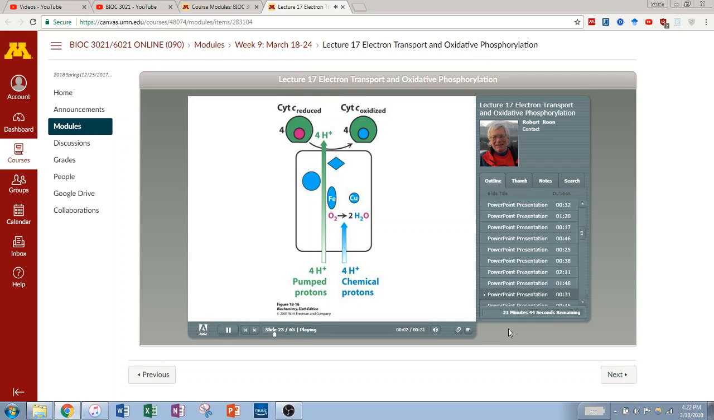This slide summarizes the fate of protons in the cytochrome C oxidase reaction. During the process of converting molecular oxygen to water, 4 electrons from reduced cytochrome C and 4 protons from the matrix are used to reduce the 2 oxygen atoms to water. In addition to the 4 chemical protons absorbed from the matrix and incorporated into water, 4 additional protons are pumped from the matrix into the intermembrane space.